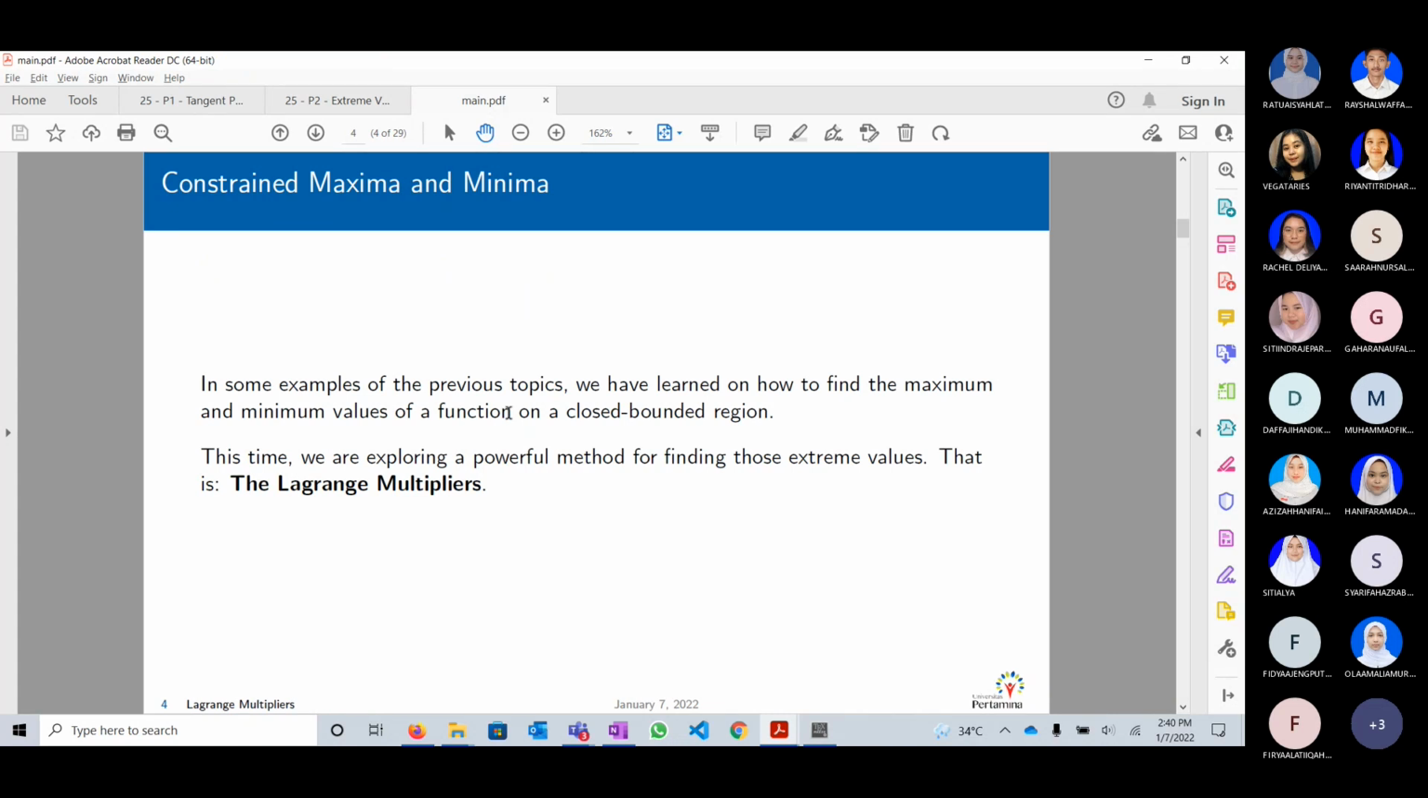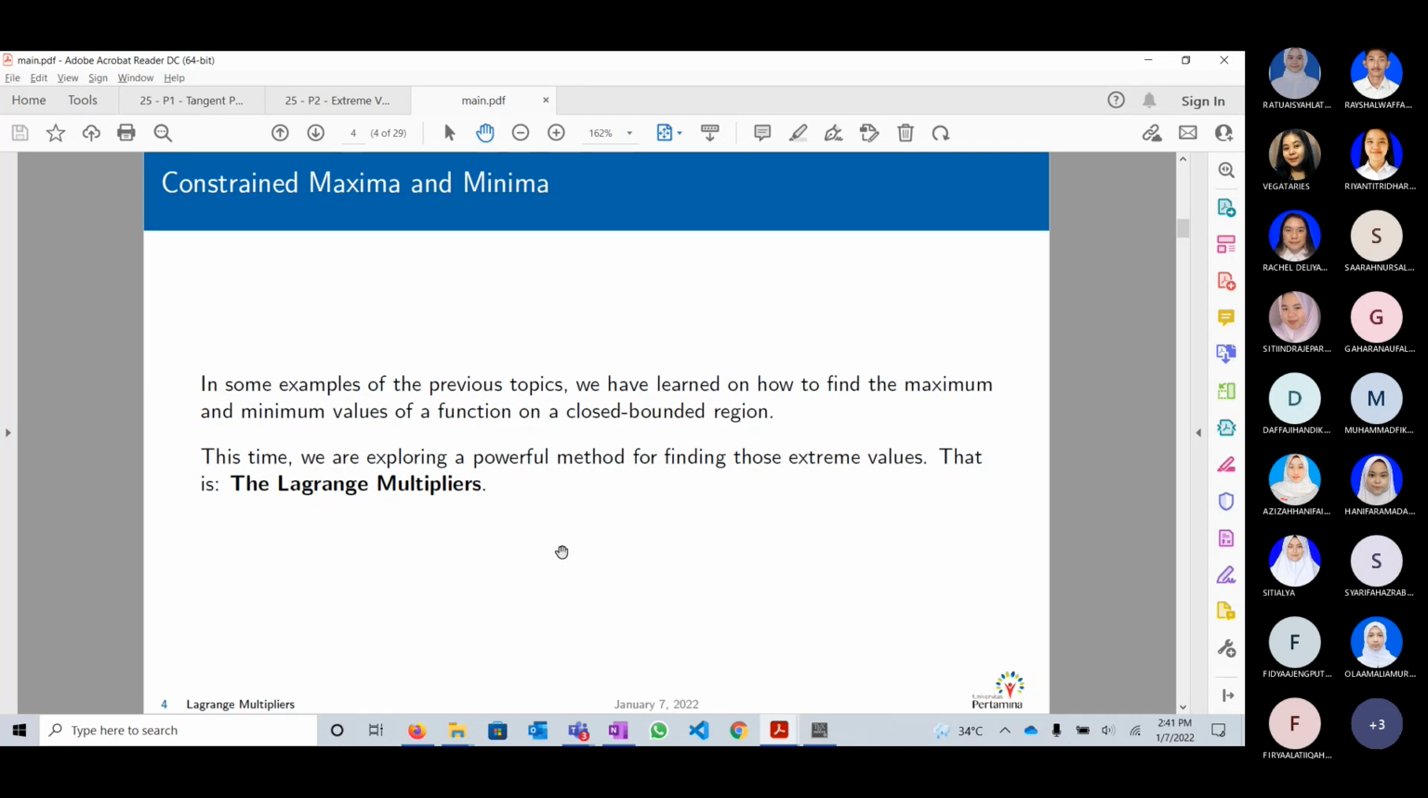So in some of the examples of the previous slides, we actually have learned about how to find maximum and minimum values of a function on a closed bounded region by first trying to find critical points in the interior of the region, and then we've tried to find the critical points on the boundaries and the boundary points. And then after that we evaluate the function to find the absolute maxima and minima. But this time we are exploring a rather powerful method to solve that.